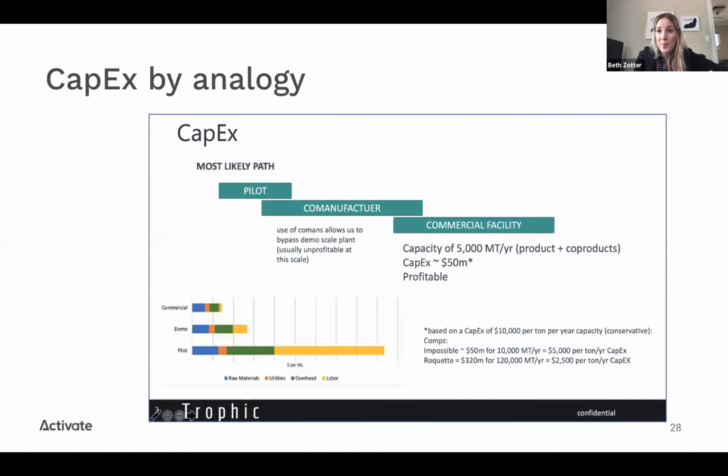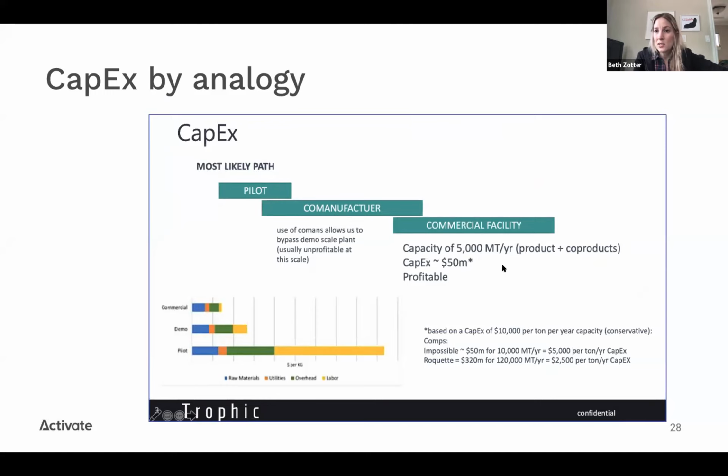This is our CapEx by analogy slide. This is super basic. There's a couple things going on here. One is we're showing how, rather than doing our own pilot plant, we're just going to use co-manufacturing, which is basically contract manufacturing. So that's influenced our R&D. We're only using processes that can be used by contract manufacturing. Nothing fancy, right? And then we'd have our own commercial facility.